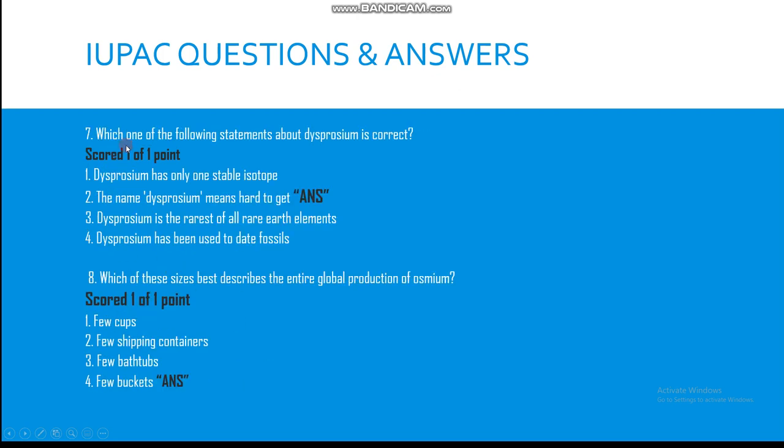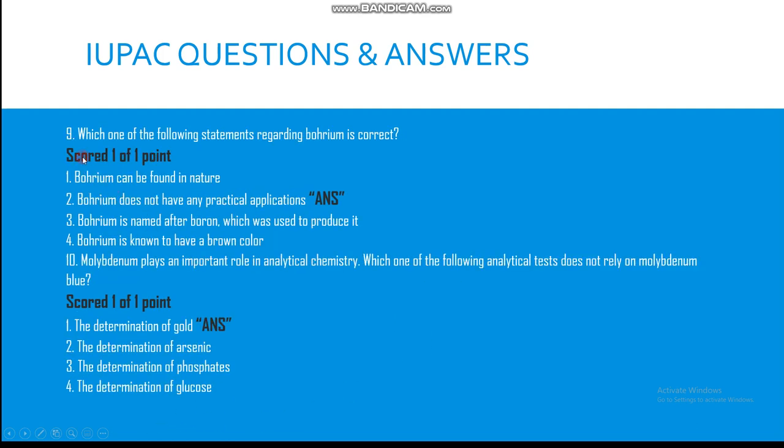For number 7, which one of the following statements about dysprosium is correct? Dysprosium means hard to get. Number eight, which of these sizes best describes the entire global production of osmium? A few packets. Number 9, which one of the following statements regarding thorium is correct? Thorium doesn't have any practical applications.